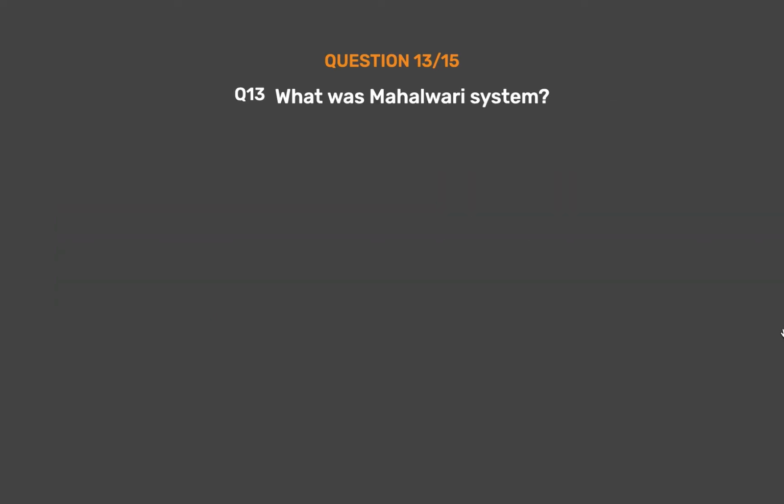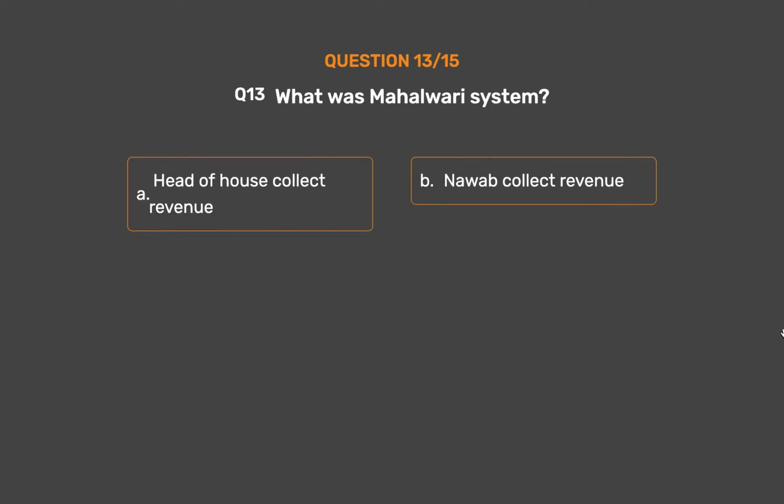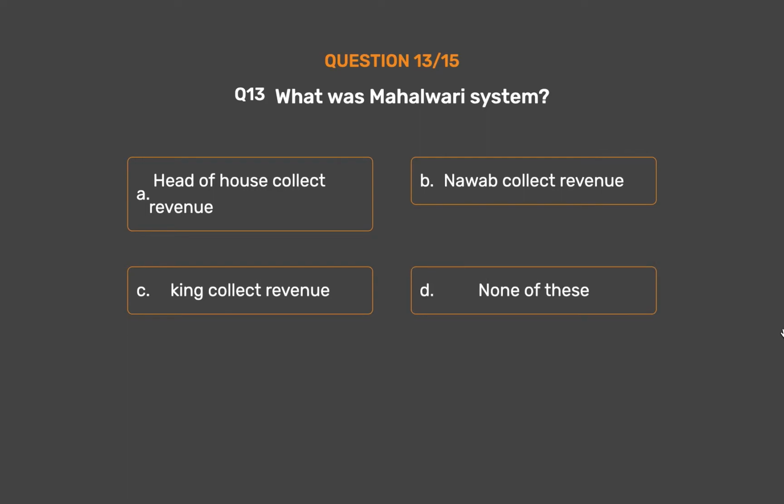Question number 13. What was Mahalwadi system? Option A, head of house collect revenue. Option B, Nawab collect revenue. Option C, king collect revenue. Option D, none of these.